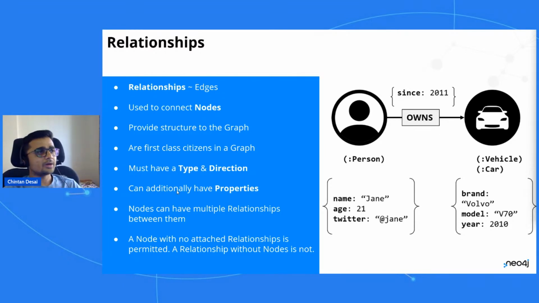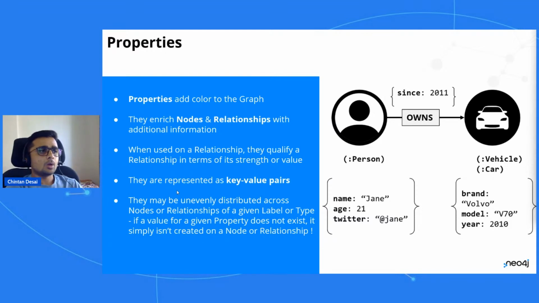So this is how relationships are represented. Now coming to properties, as I already described, properties in nodes and relationships basically add more value, or I would say color, to the graph. So every entity in the graph has its own properties. Every relationship has its own properties, and they are represented as key value pairs.